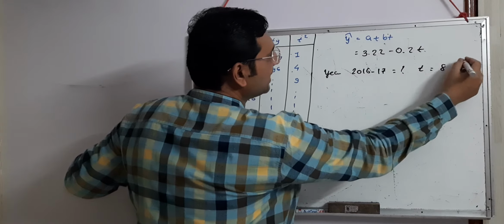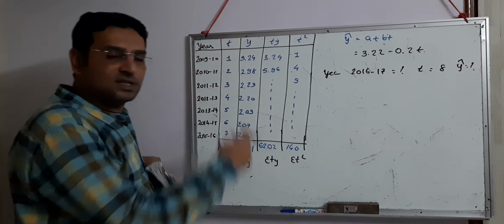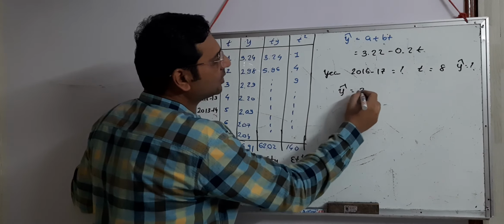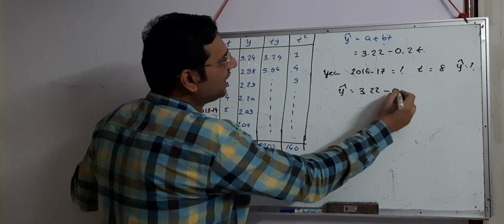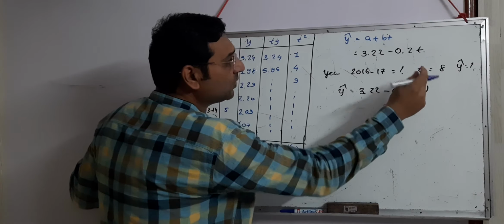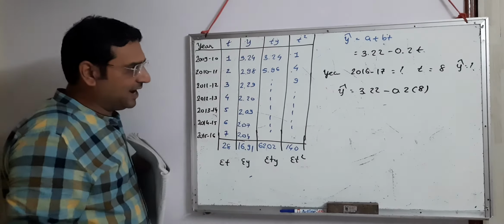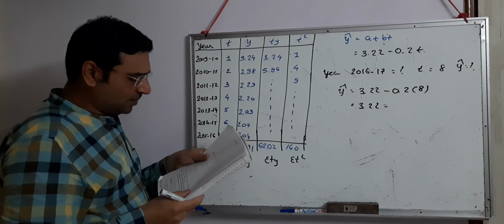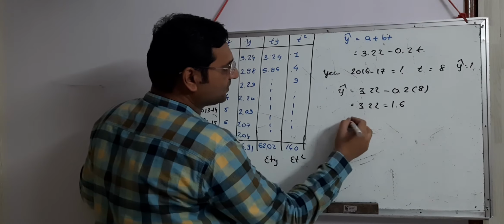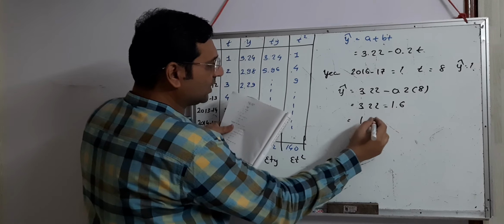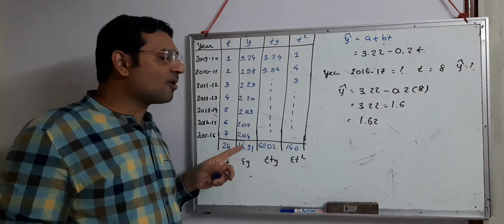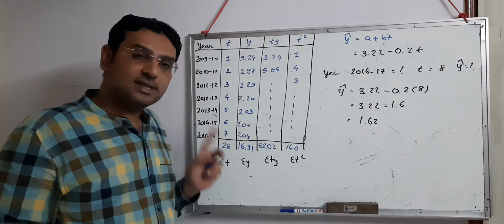If t is 8, then y cap is equal to how much? Whatever comes in the order, you have to take. So y cap is equal to 3.22 minus 0.2 into 8, that is t is equal to 8. So 3.22 minus 1.6. Do the subtraction and the answer is 1.62. This is the dropout ratio, the estimated dropout ratio for the year 16-17.